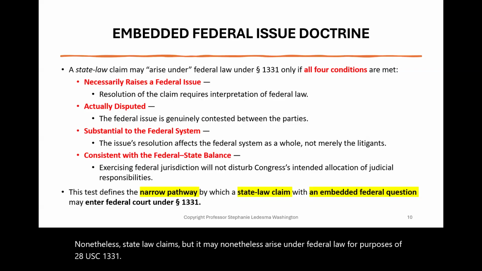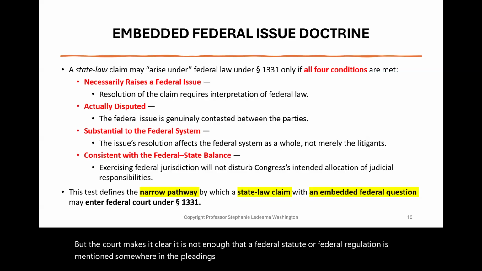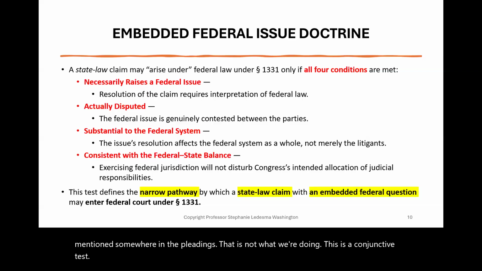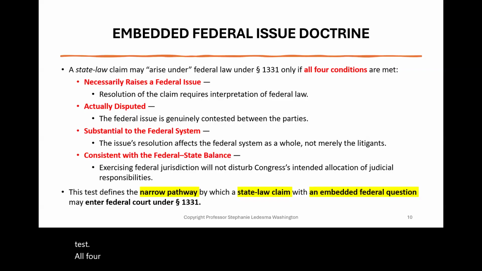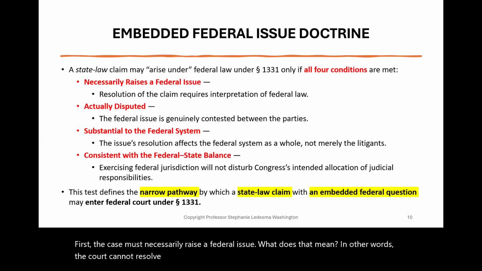But the court makes it clear it is not enough that a federal statute or federal regulation is mentioned somewhere in the pleadings. That is not what we're doing. This is a conjunctive test. All 4 conditions must be met. First, the case must necessarily raise a federal issue. What does that mean? In other words, the court cannot resolve the plaintiff's claim without interpreting the federal law.